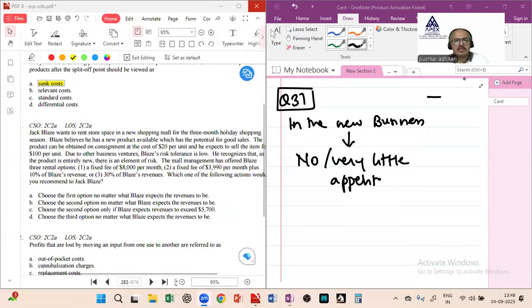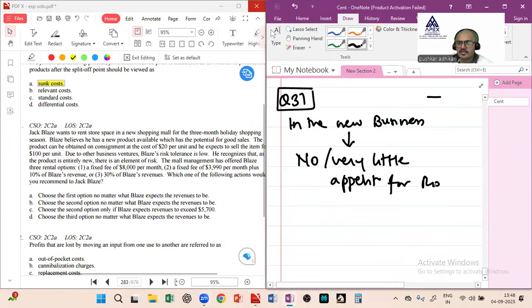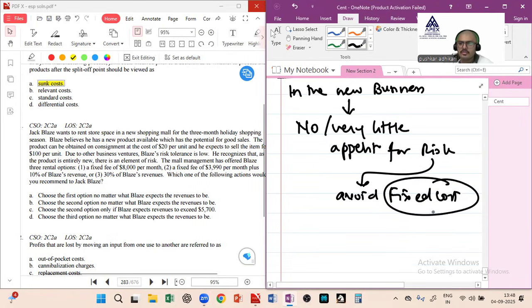My apologies. So I was saying if it's a new business and you have very little appetite for risk, what do you have to do? You have to avoid fixed cost. If you have to avoid fixed cost, you cannot obviously have a fixed fee. The idea of a fixed fee cannot be accepted. So option 1 and option 2 can't be done.